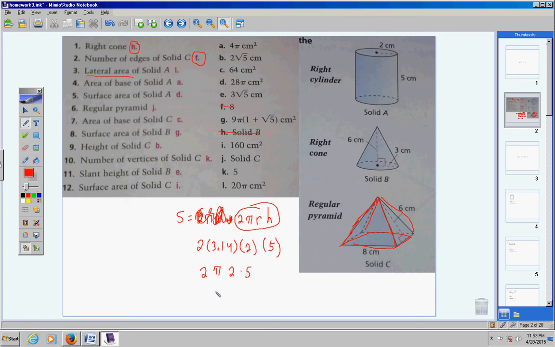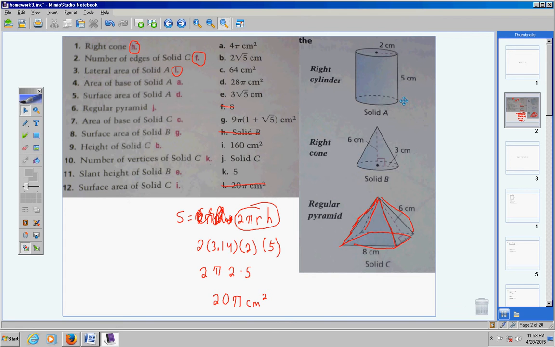2 times 2 is 4 times 5 is 20. So you end up with 20 pi, and it's area, so centimeters squared. And that matches perfectly letter L, 20 pi centimeters squared. So sometimes they will want you to write your answer in terms of pi, and you could tell in this case they did want us to, because there's no decimal answers here.